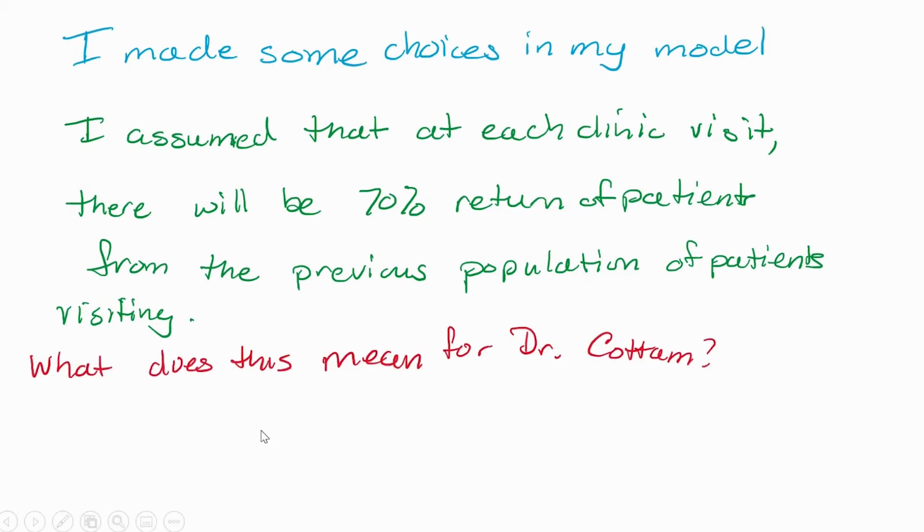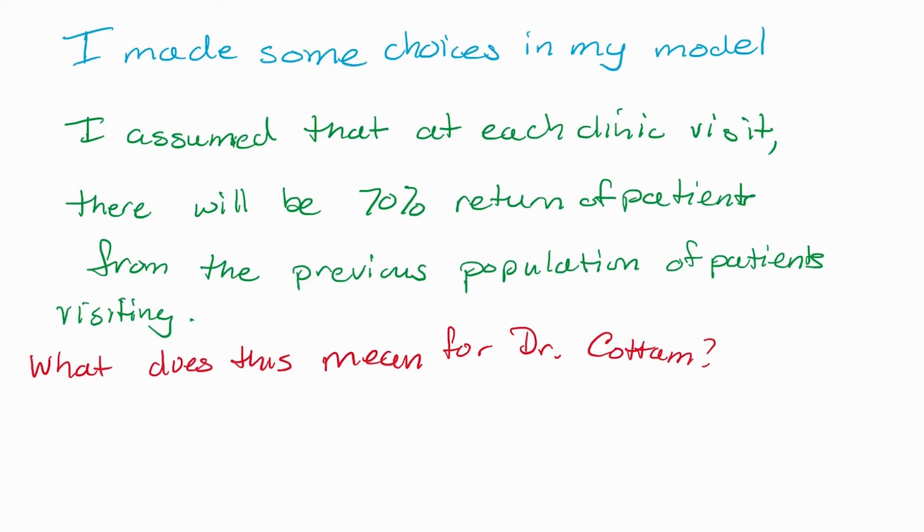So what does that mean for Dr. Cottom? Well, when we present models, we always have to tell the consumer what our assumptions are so they don't misuse the model. So if Dr. Cottom gets the model and I don't explain the assumptions, he might use that model for something else. He might use it to say, okay, this is what happens. These might be how many patients I can expect to see in the third office visit for any case, any scenario. No, this was just the scenario if I have a 70% persistence rate. So that needs to be very clear and upfront. And that's why we write down our assumptions.